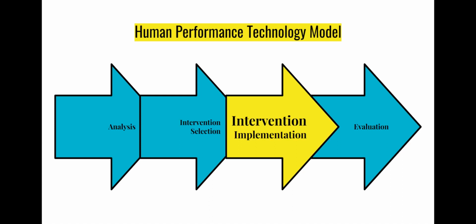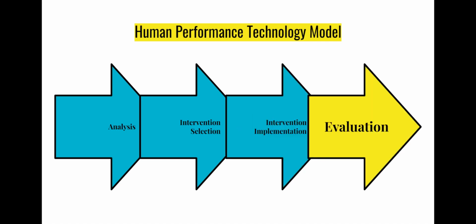The next stage in the model is the intervention implementation. This is pretty cut and dry. It is what it says it is. In this stage, you put the selected intervention into practice. And then for the evaluation stage, you determine: did the intervention that was selected work, or were the gaps closed, or is there going to be a reassessment? Maybe a different intervention needs to happen.